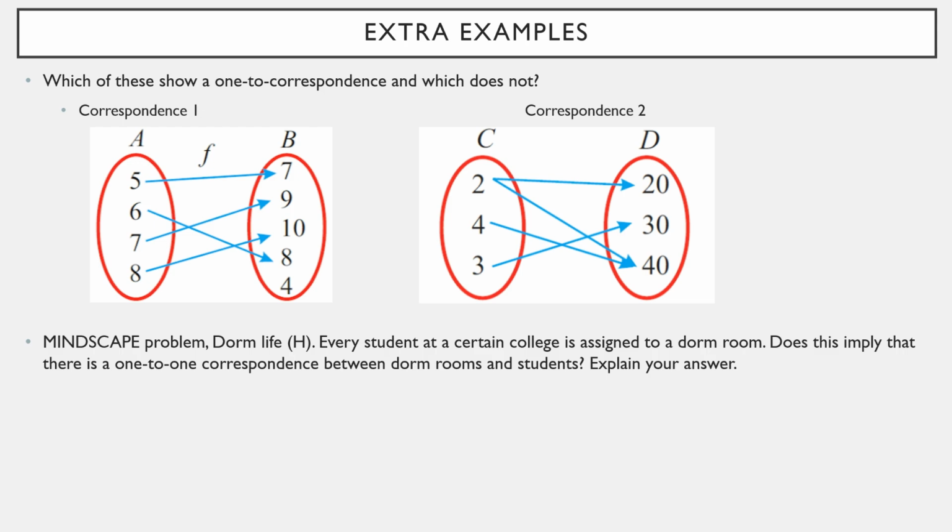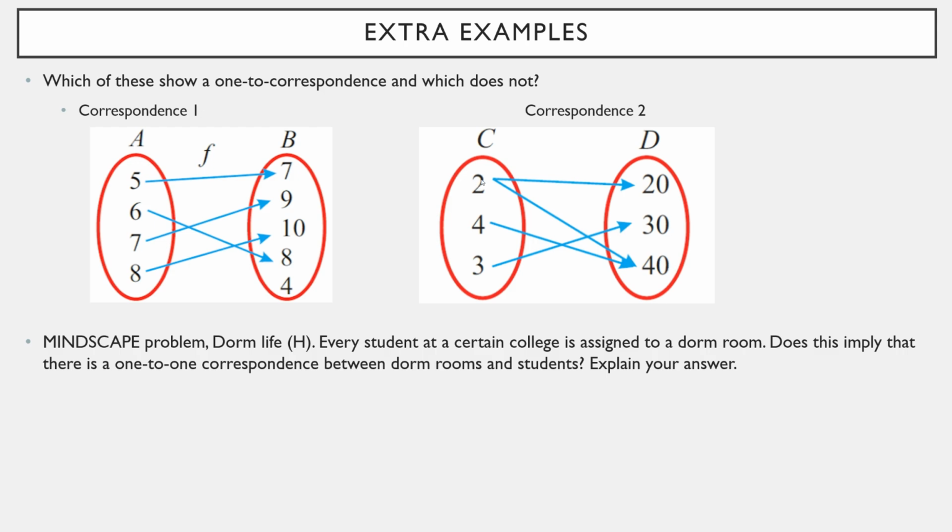Does this imply that there's a one-to-one correspondence between dorm rooms and students? Explain your answer. Well, initially it might seem that way, the way it's written. It might be like, well, yeah, each student goes to one dorm room. But notice how the explanation doesn't say how many students are in each dorm room. So one student is going to a dorm room. But another way you could think about it is, suppose this is a dorm room, we'll just call it dorm room 40.